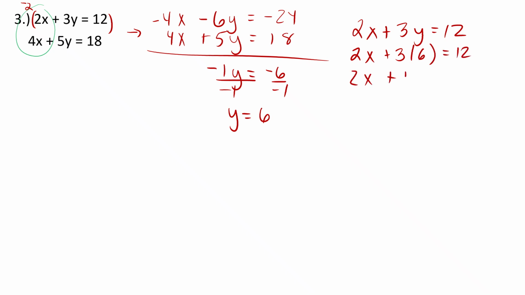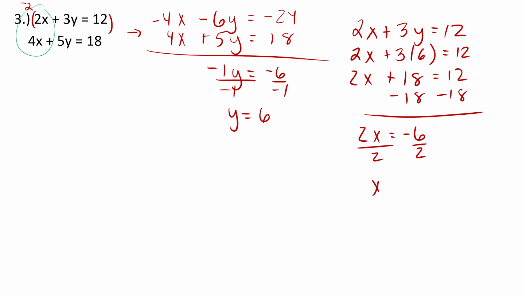So 3 times 6 is 18. We'll go ahead and subtract 18 from both sides. And this is 2x equals negative 6. Divide both sides by 2, and x is equal to negative 3.